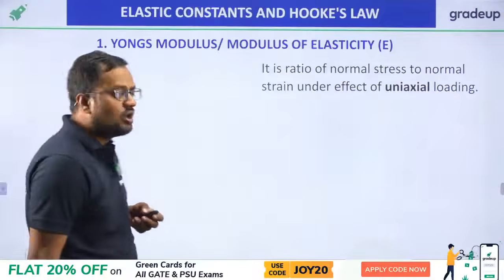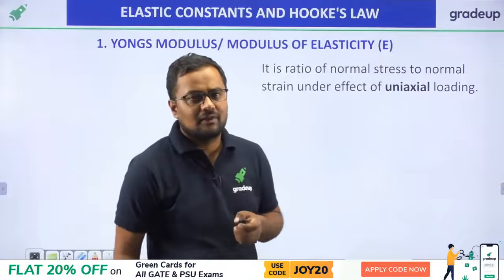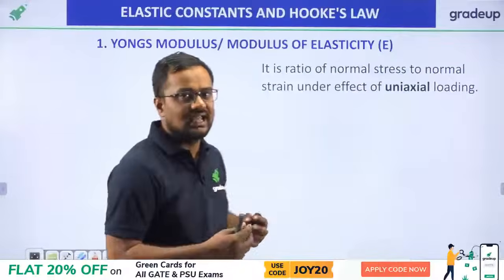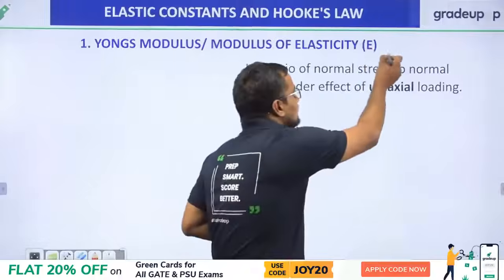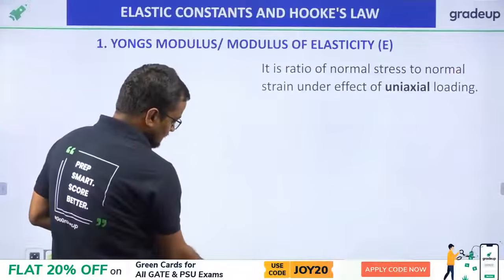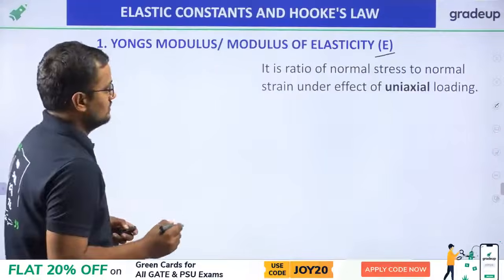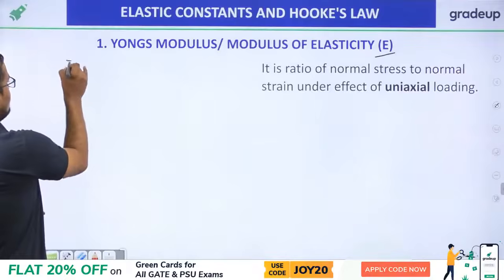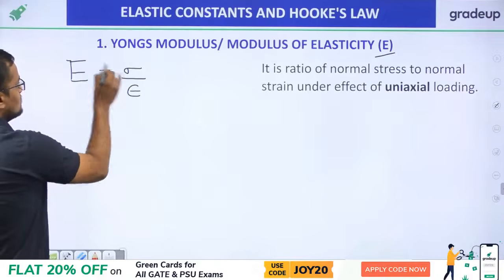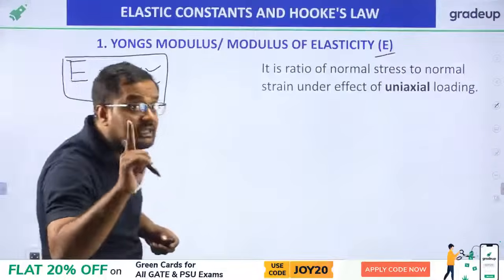So I am taking all elastic constants one by one. First of all, my friends, Young's modulus, which is sometimes called the modulus of elasticity, and is represented by capital E. Now, what is E, that is Young's modulus? Young's modulus is stress divided by strain. Normal stress by normal strain, my friends.